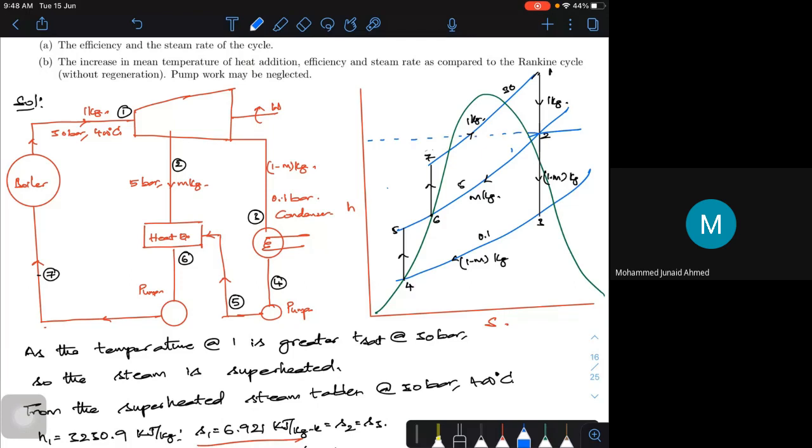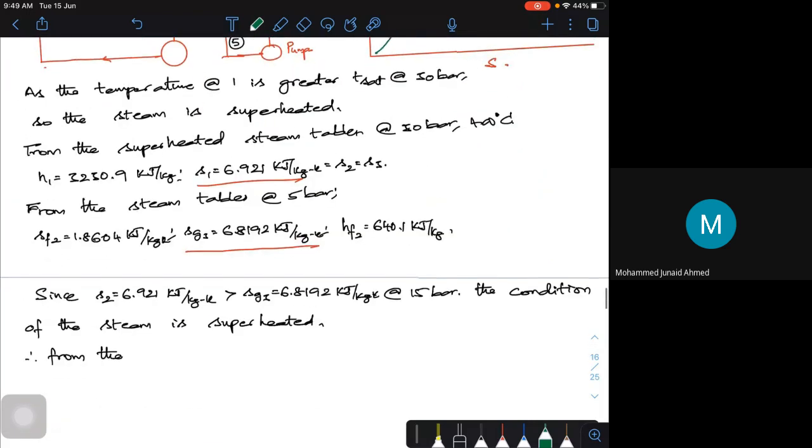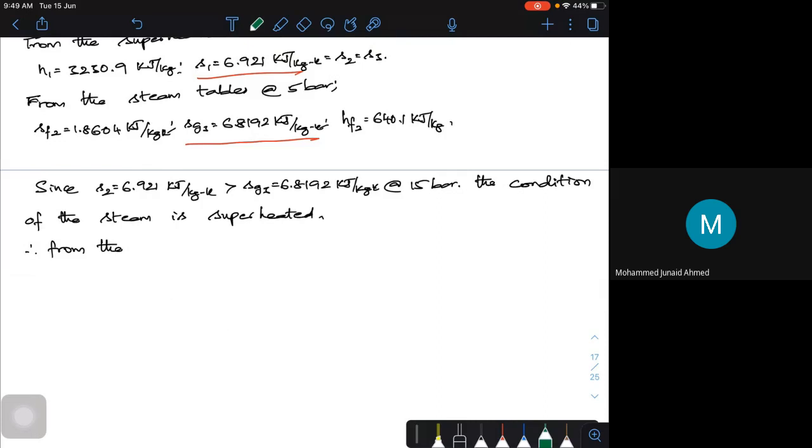Along the horizontal line, you will be getting your H2 and the corresponding temperature also. There will be one line which will be going like this, and you will get the temperature. So I have found that particular thing. You can just cross check that, either from the superheated tables or from the Mollier diagram, both ways, in the superheated region. Let me use the Mollier diagram for this.